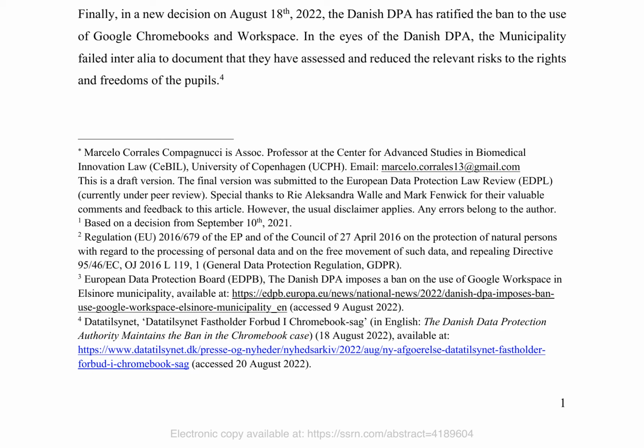This draft paper is currently under peer review and is expected to be published in the European Data Protection Law Review, EDPL. No limitations or assumptions are explicitly stated in this section, but future work may involve exploring the broader implications of this decision for data protection in the European Union and the development of risk assessment methodologies that can effectively mitigate the risks associated with data processing.